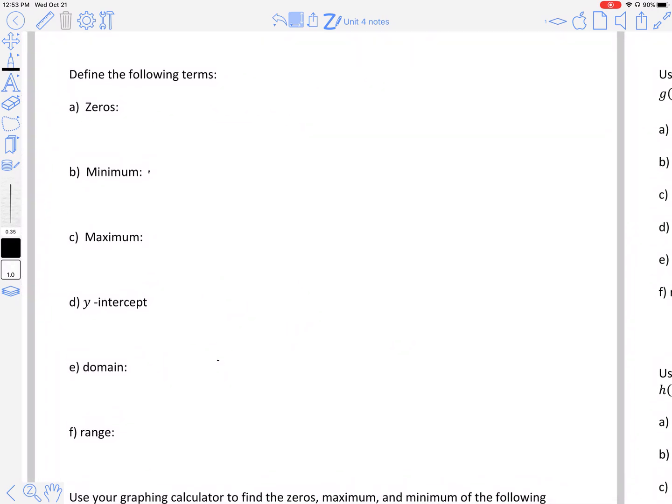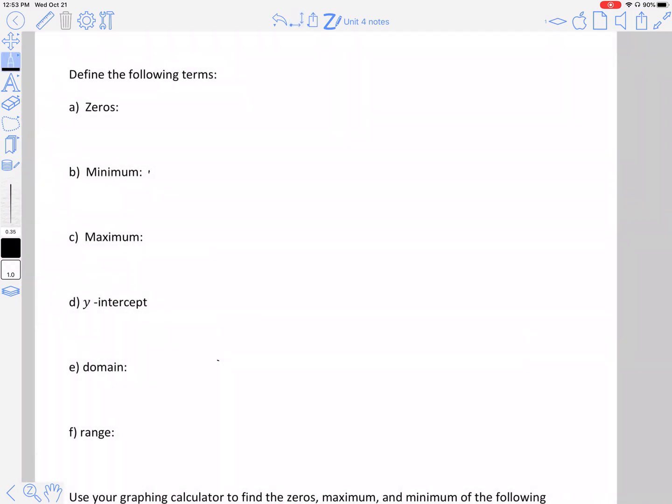So before we do that, we're going to talk about some critical points, critical features. So critical meaning very, very, very important. We're going to define these terms. Now these terms tell us a lot about the polynomial and give us the information. And hopefully the polynomial is modeling a real life situation.